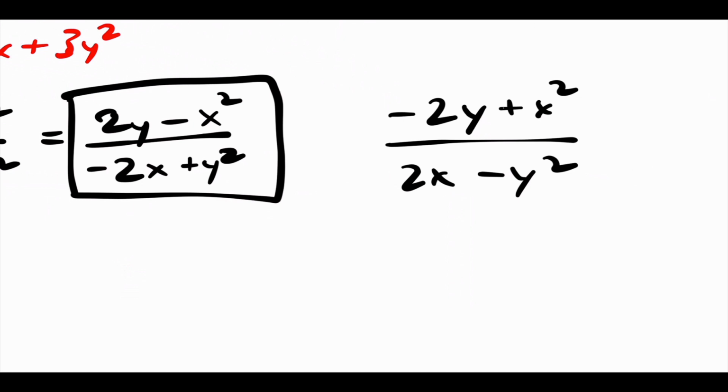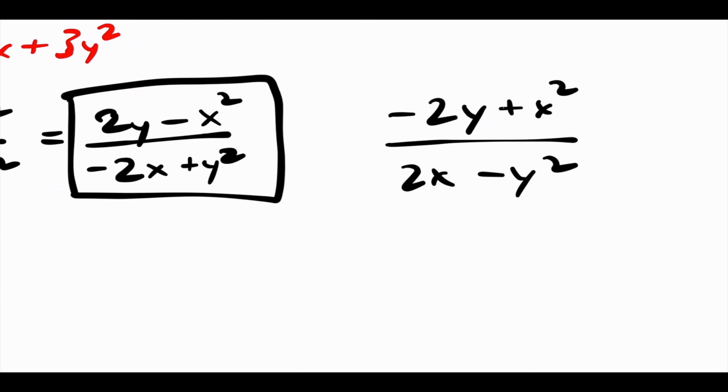If you put this answer on a test and you're like, oh, it's not A, B, C, or D, what do I do? Well, factor out a -1. Is everything different? Well, the 2y is negative. The x squared is positive. The 2x is positive. The y squared is negative. If all of the signs are different, it's actually the same. They're actually the same answer.